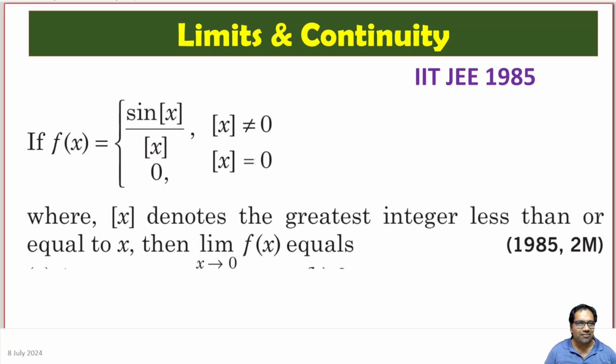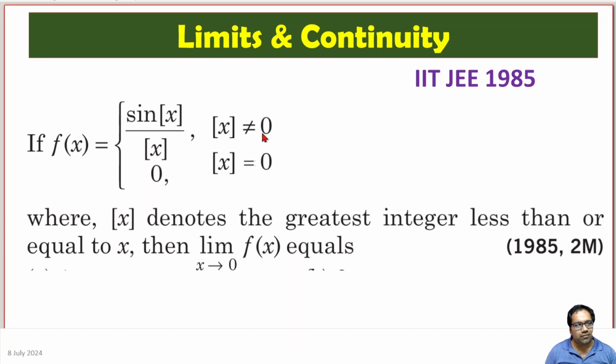Hi friends, we have this function f of x equal to sine of the greatest integer function of x, divided by the greatest integer function of x, when the greatest integer function of x is not equal to 0. Otherwise, the function is equal to 0 when the greatest integer function of x is equal to 0. What does that mean? When is the greatest integer function of x equal to 0? When x is between 0 and 1. Then the function is straight away 0. Otherwise, it is sine of the greatest integer function of x by the greatest integer function of x.